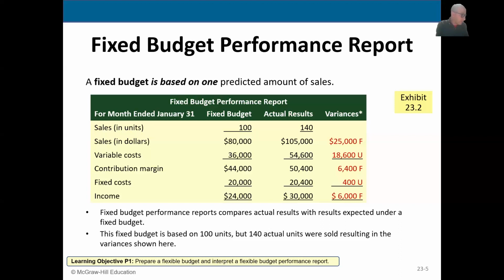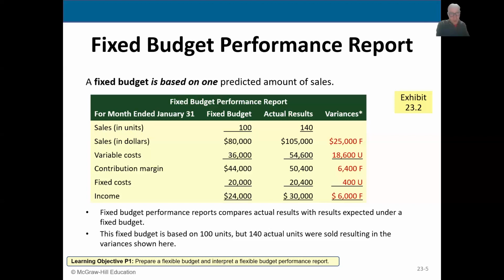My contribution margin was also favorable by $6,400. How do we get these numbers, you might be asking? We take the actual results minus the budget. Actual results minus the budget. So 105,000 minus 80, it's $25,000 favorable. Why favorable? Because sales dollars came in higher than expected. Same with contribution margin, $6,400 favorable. My net income favorable by $6,000, 30 minus 24. Actual minus the budget. What about the costs, though, Dr. B? You're talking about the good stuff, but what about the not so great stuff? I'm so glad he asked.